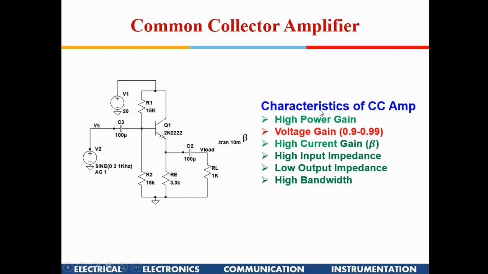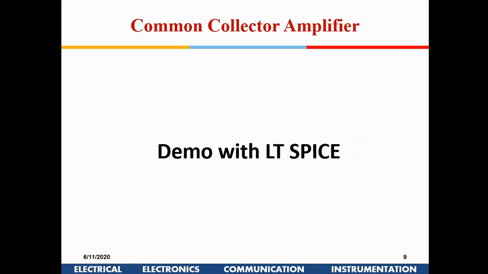Now, to summarize, this CC amplifier has high power gain, and voltage gain slightly less than 1. It has a current gain close to beta, and high input impedance. High input impedance will allow it to be driven by a CE amplifier. Low output impedance will help us connect very low loads. We have designed it for 1k, but in the simulation we'll see what to do if you have to drive even lesser load. That I will explain during the demo. Now let's go to the demo portion.